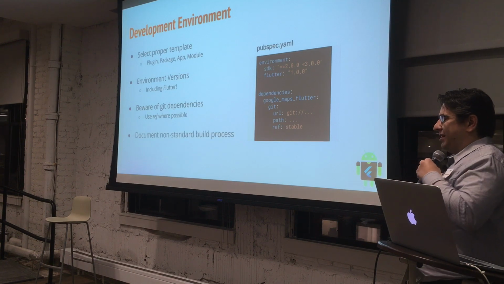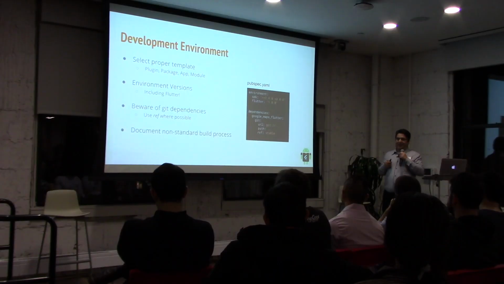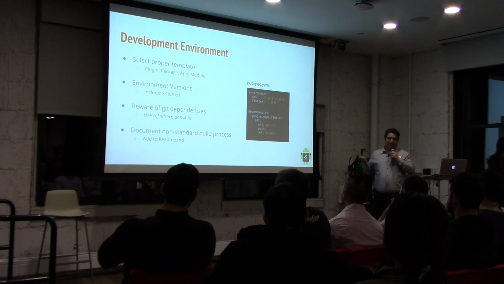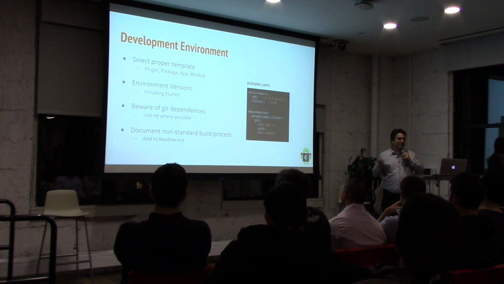Documenting non-standard build processes. We used JSON serialization, and you have to do a Flutter pub run build_runner build. It was a lot of fun, and people would have issues because they would try and check out the project fresh, run it, and it would fail. And they didn't read the README. Always read the README on a GitHub.